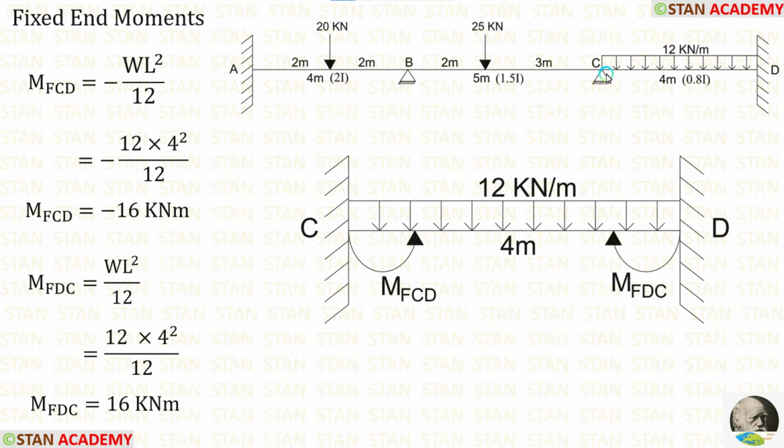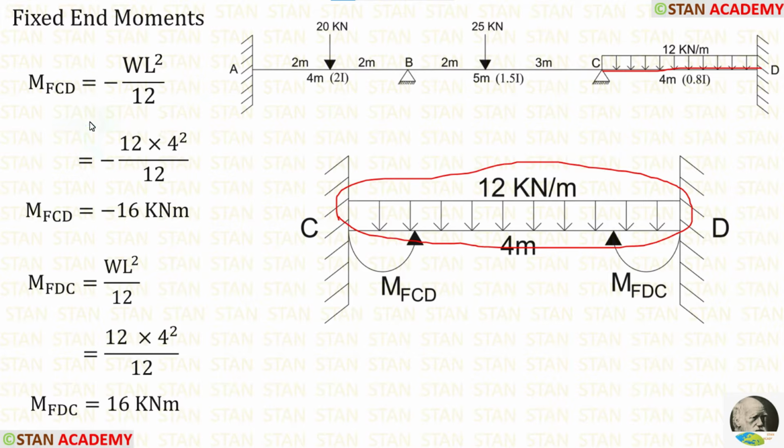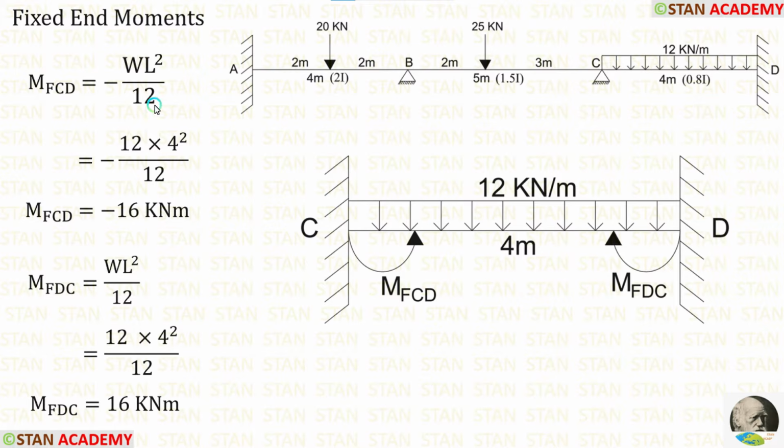Now let us make the fixed end moments in the span CD. In the span CD, we are having UDL acting for the full span. We already saw the formulas for the fixed end moments minus WL square upon 12 and positive WL square upon 12. Let's apply the values inside the formulas. W is 12 and L is 4. After the calculations, we are getting M of CD is equal to minus 16 kN meter and M of DC is equal to 16 kN meter.